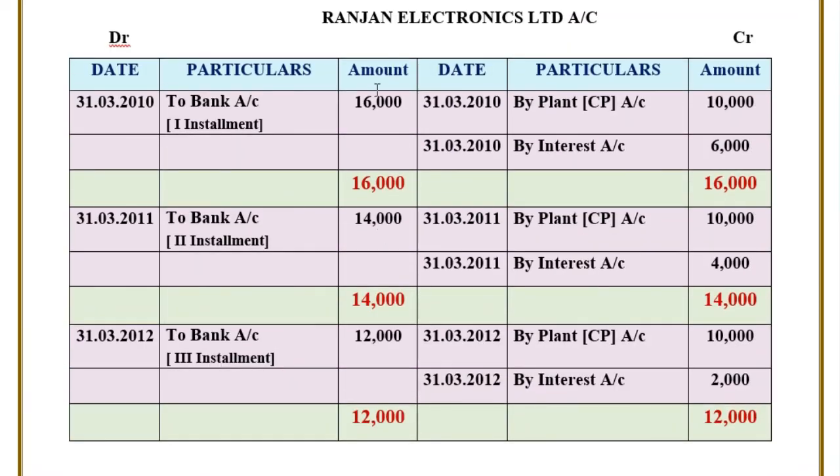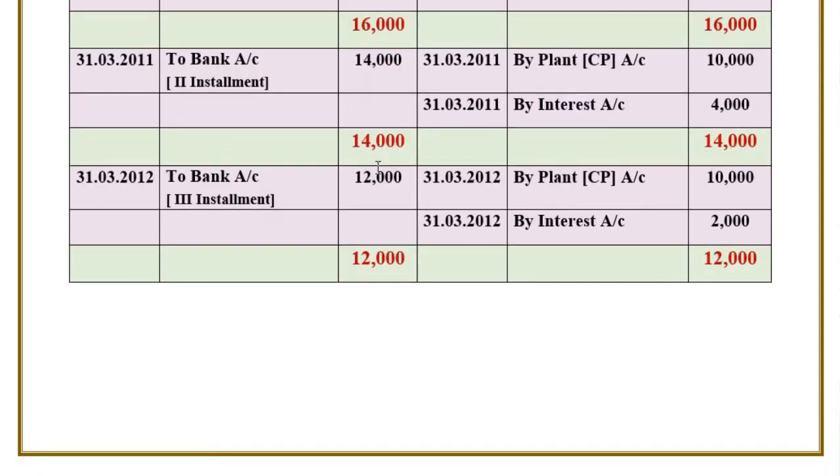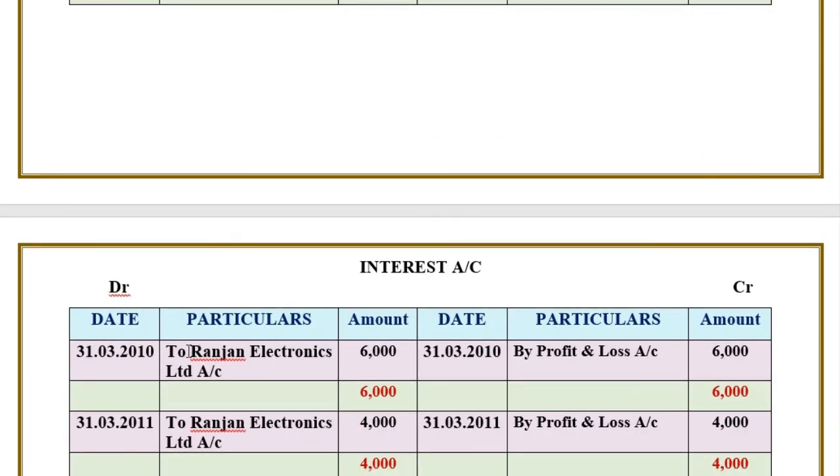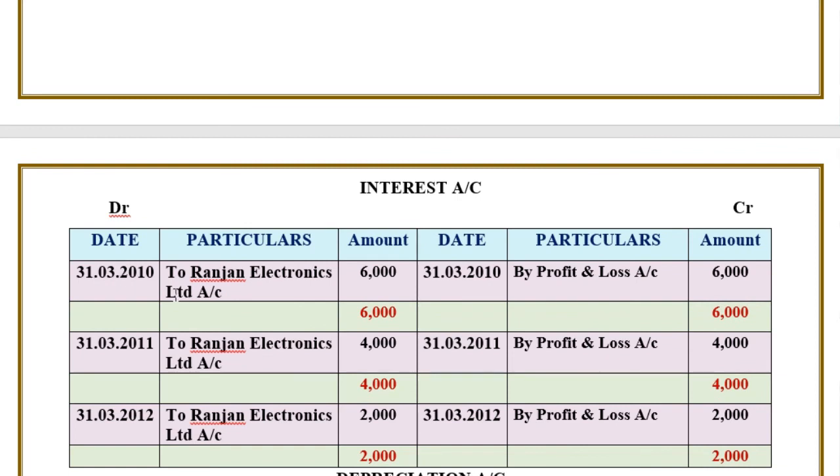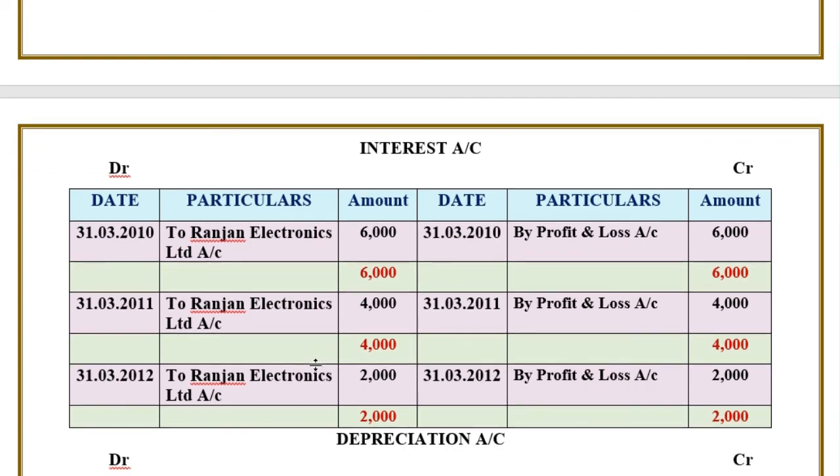Look at the interest account. In the Ranjan Electronics Limited account it is credited, therefore in the interest account Ranjan Electronics Limited must be debited. Therefore, interest account to Ranjan Electronics Limited account, 31st March 2010, and interest is an expense. Therefore, this interest amount must be transferred to profit and loss account. We transfer 6,000 to profit and loss account. Again second year interest to Ranjan Electronics Limited 4,000 rupees, you transfer this amount to profit and loss account. In the same way third year interest amount, to Ranjan Electronics Limited account 2,000 rupees, transferred to profit and loss account, by profit and loss account 2,000 rupees.